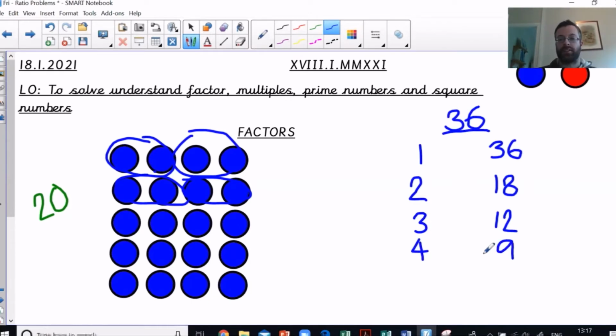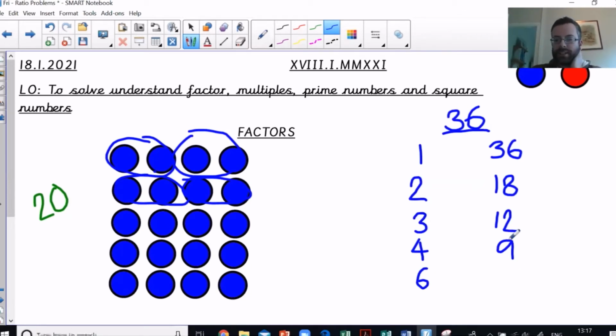Does 6 go into 36? It does, and it is 6. And to get 36, we do 6 times 6. Now at this point, that tells you something else about this number that we'll get to in a minute. But now I've got to 6 and I go to 7. 7 isn't in there. 8 isn't in there.